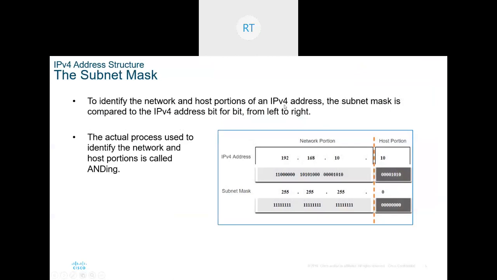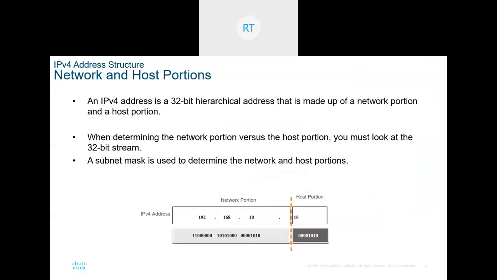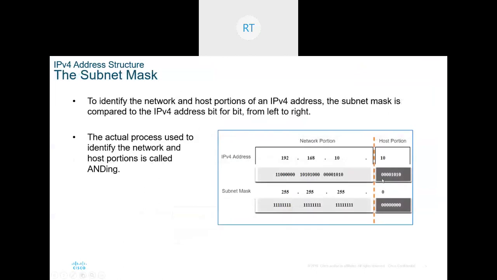So this is the address that you've seen in the previous slide, 192.168.10.10, and this is the subnet mask, 255.255.255.0. The address we've seen converted to binary appears the way you see it here. I'll bring up my pointer. This is the address, and this is the subnet mask in binary.